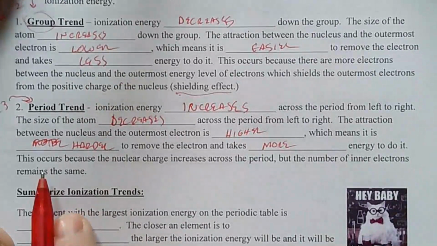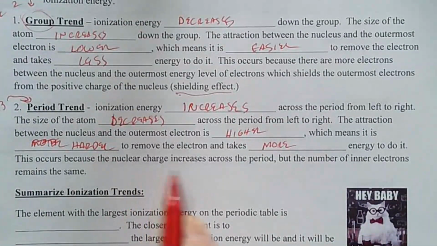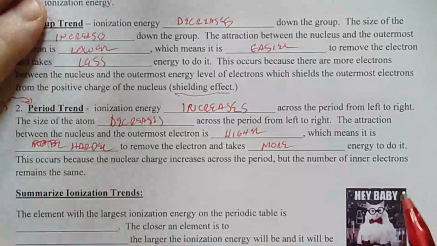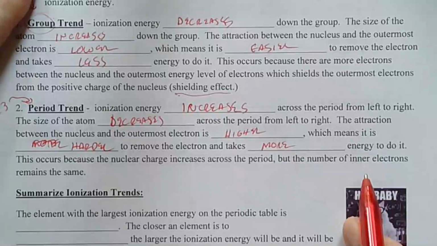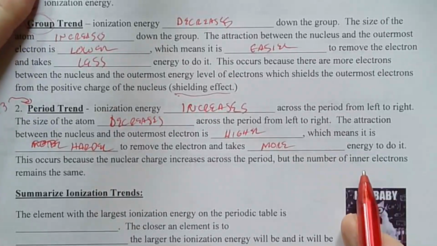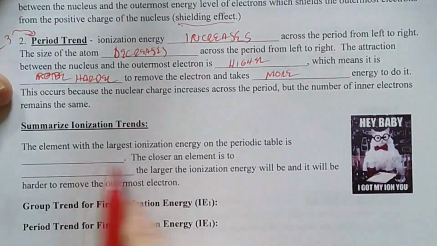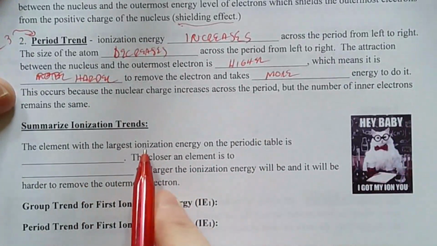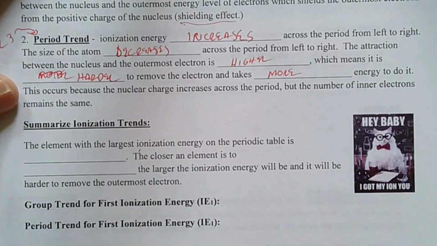Okay, and just like in Model 3, it's because the nuclear charge, the charge in the nucleus, is increasing as you go across the period, and the electrons are not being placed in new energy levels. It's filling the existing one. So if we want to summarize the ionization trend, the element with the largest ionization energy on the periodic table is going to be helium.